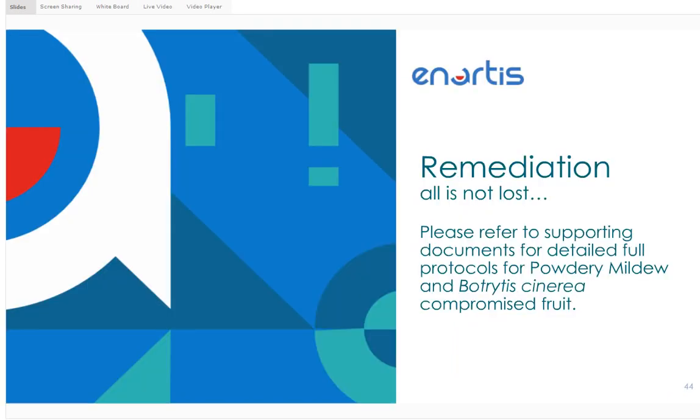So just to touch on some of the remediation techniques that we recommend, in the supporting documents, just below here at the folder on your right-hand side of the screen, we have protocols for dealing with white, rosé, and red wines infected with botrytis and powdery mildew. I highly recommend that you click on that and download all that content in there, as well as a copy of this presentation, just so you have it in your records.